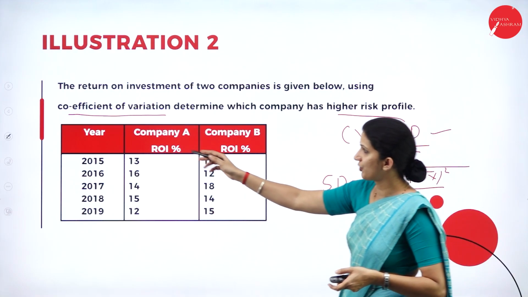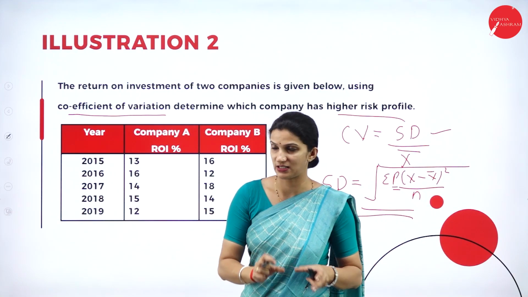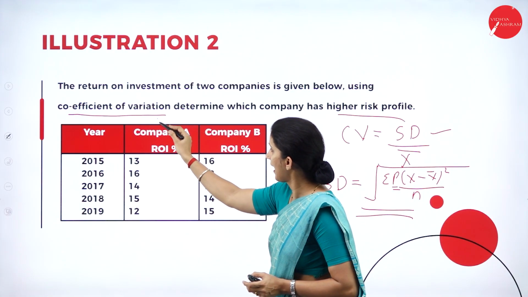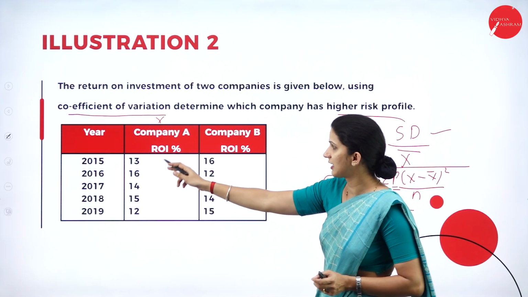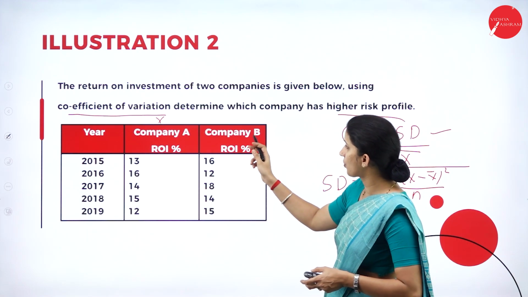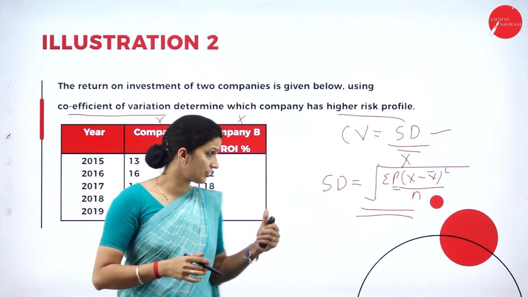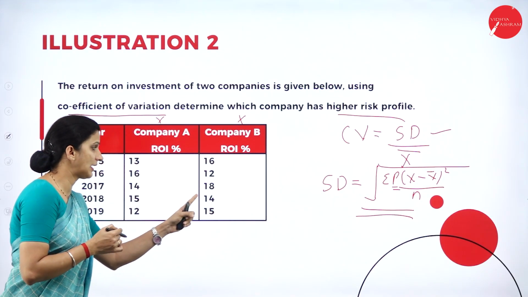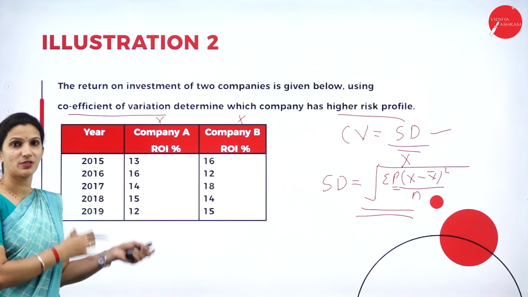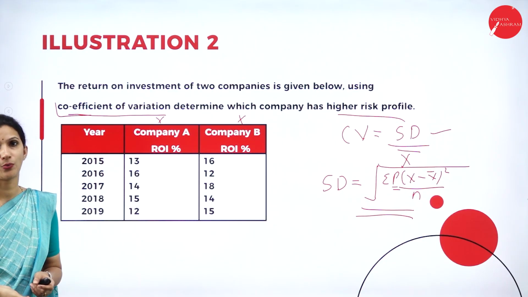So now you will have here 2015, 16, 17, 18 and 19. Then the ROI of company A. This is X of company A: 13, 16, 14, 15 and 12. Then we have the ROI of company B, that is also X of B: that is 16, 12, 18, 14 and 15. So this is the question we have. From this question we need to find out the coefficient of variation.